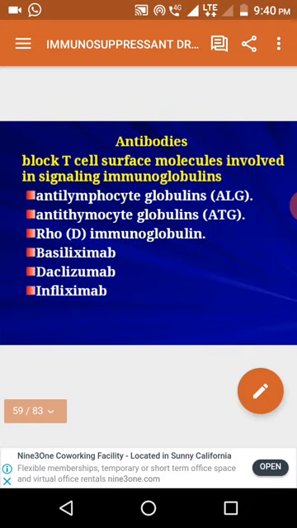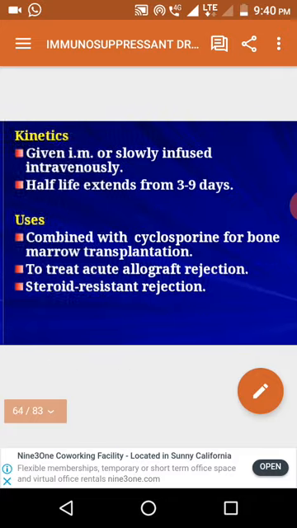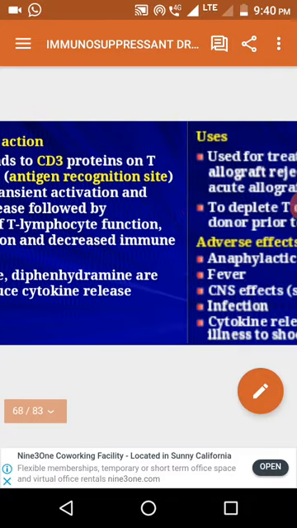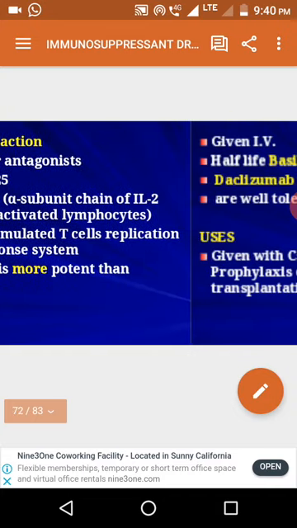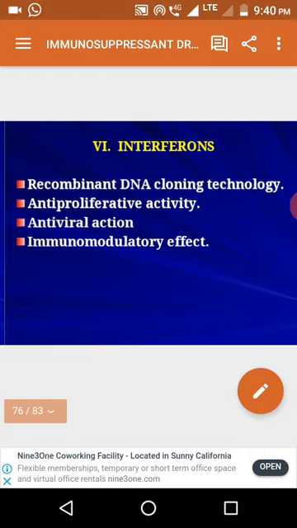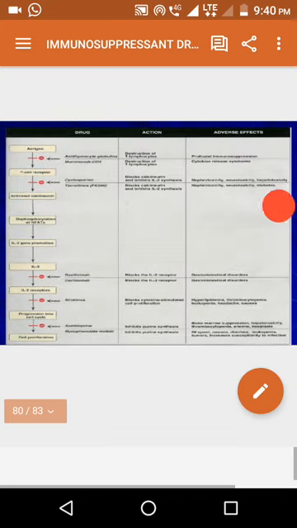So this is about the major immunosuppressive drugs. Generally they ask only about these. If required, I will tell you other immunosuppressive drugs with important points. With this I have completed immunosuppressive drugs.